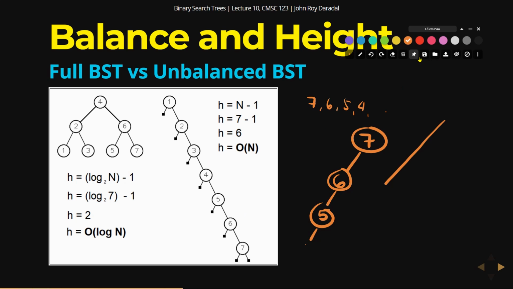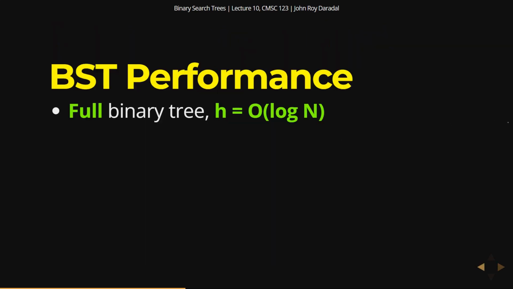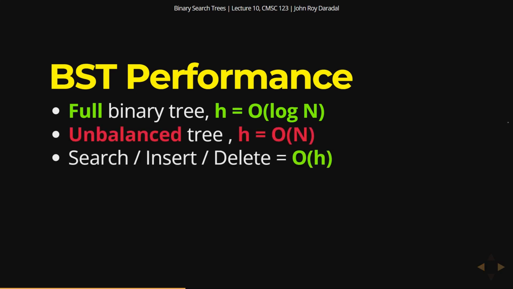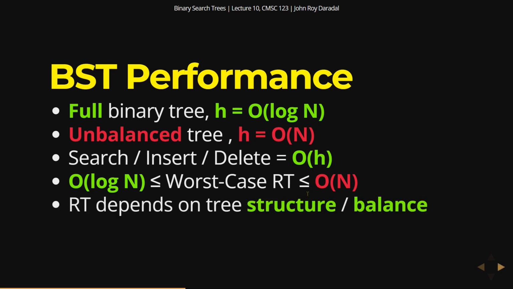Okay, so the height of the tree could range from log of n to O of n, depending on how balanced your tree is. Okay, so if you have the full binary tree, the height is O of log n. If it's very unbalanced, the height is O of n. And so since we have our methods run in O of h, our worst case running time could be between log of n and O of n, depending on the balance. So the running time actually depends on the tree structure or the balance of the tree. Okay, so we just said that it's O of h, but the height depends on the structure of the tree.